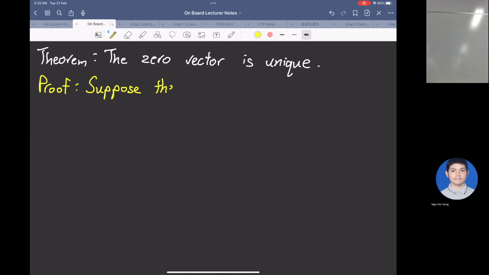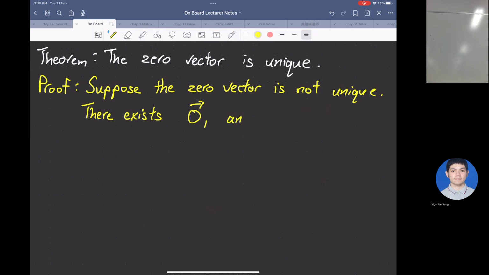Suppose the zero vector is not unique. So there are two zero vectors, 0_1 and 0_2, with 0_1 not equal to 0_2. Never mind, just set them as 0_1 and 0_2. Two zero vectors. Okay, let's play around with this 0_1 and 0_2.